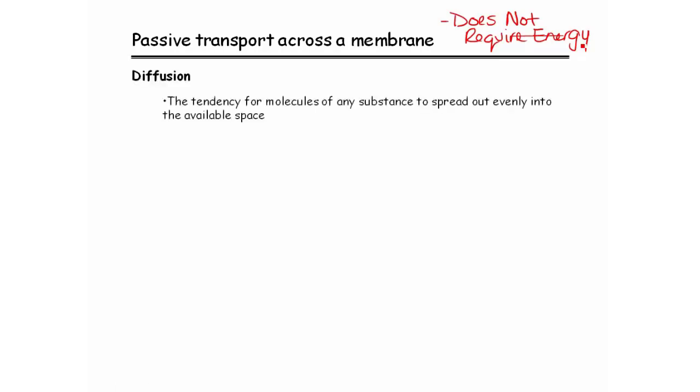With diffusion, this is just the tendency for molecules of any substance to want to spread out evenly and take up all the available space. For example, if I had a container that had some fragrant substance in it, if I simply set it on the counter and it was still as can be, if I removed the top to that container, those molecules would start to exit and spread out.